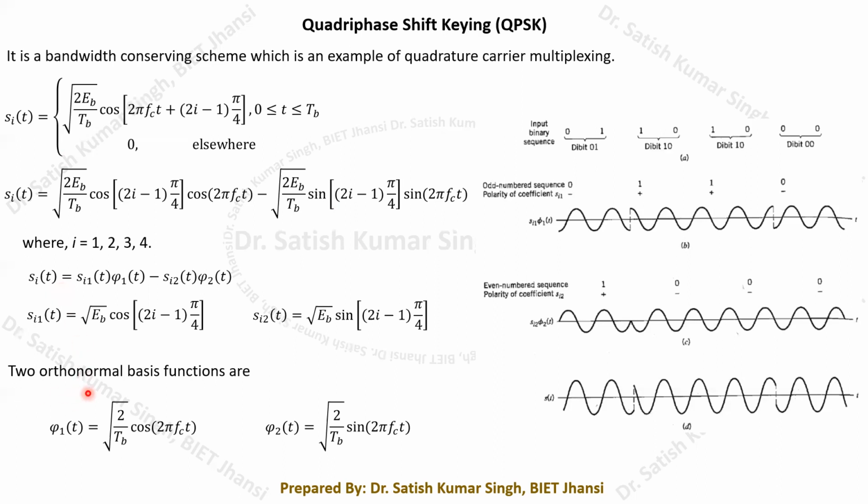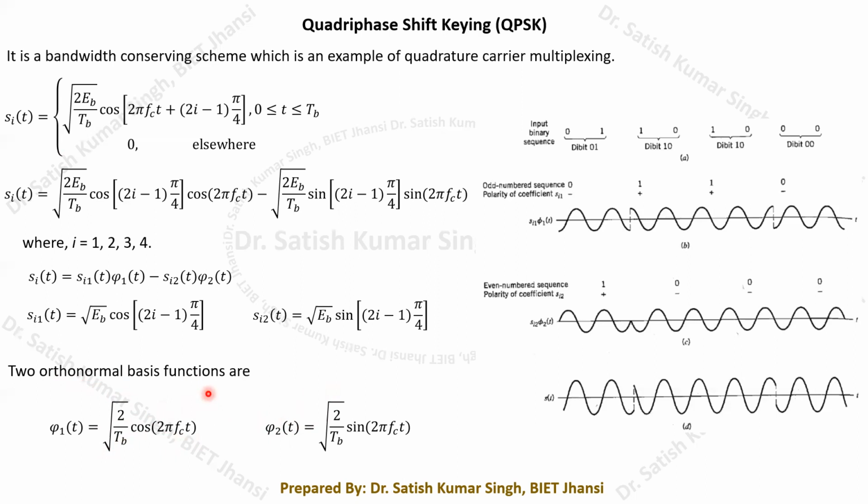Because these are two orthonormal basis functions, we have phi 1(t) = root over 2 upon Tb cos(2 pi fc t) and phi 2(t) = root over 2 upon Tb sin(2 pi fc t). So we have these two orthonormal functions. Now try to see this waveform. I request all the viewers to please prove that these functions are orthogonal. Because I am writing that it is an orthonormal basis function, it means these two functions are normalized functions. Phi 2 and phi 1(t), in themselves, are normalized functions.